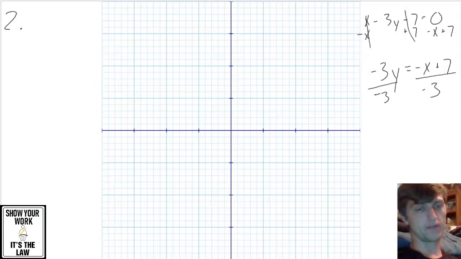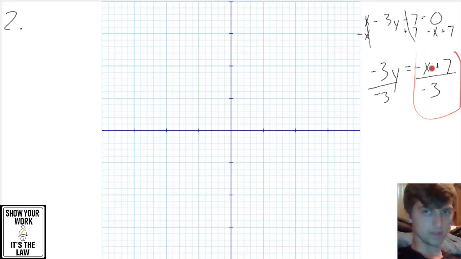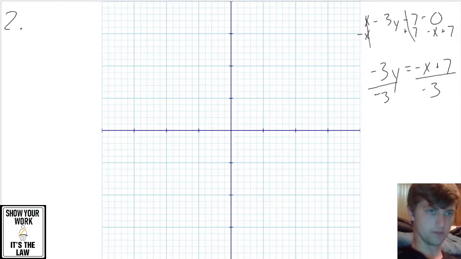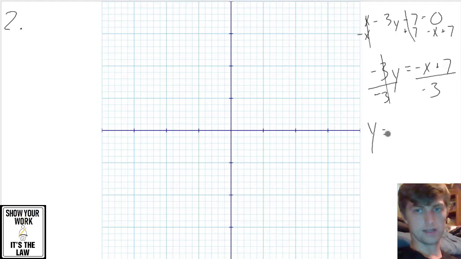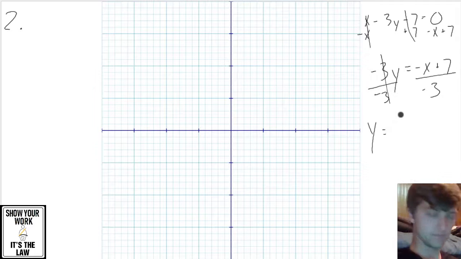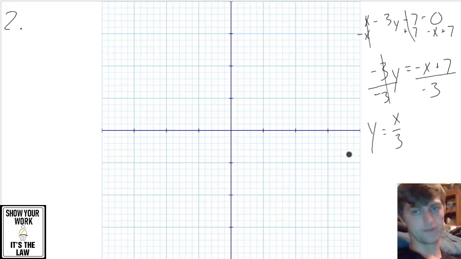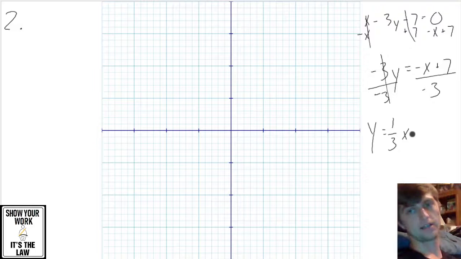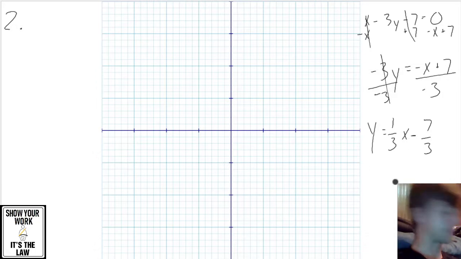And remember, when we divide across a whole chunk, it works like distribution in the sense that we've got to do each division separately. So these cancel, we're left with y, and then we've got negative x divided by negative 3. Negatives cancel out, we're left with x over 3, or another way of writing that, which might make more sense in this context, is 1 over 3x, and then positive 7 divided by negative 3, which gives us negative 7 over 3. There we go. We've got slope intercept form.